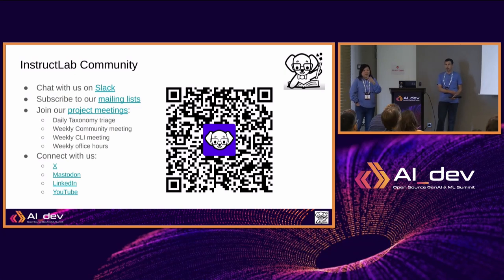Because with any new project, you may have questions, you may not know where to look for people and answers. So again, these are the channels that we are communicating on currently. Join us on Slack, the mailing list, like I mentioned, and we have regular project meetings: taxonomy triage, community meeting, CLI meeting. As you see, it corresponds to the three main repos that I just mentioned, and also weekly office hours. So, different formats of participating, chatting, or talking to us in video call, face-to-face. Or social media: X, Mastodon, LinkedIn, YouTube. And on YouTube, we have recordings of the meetings. We also have some examples on how to run InstructLab on the different platforms that we just mentioned.